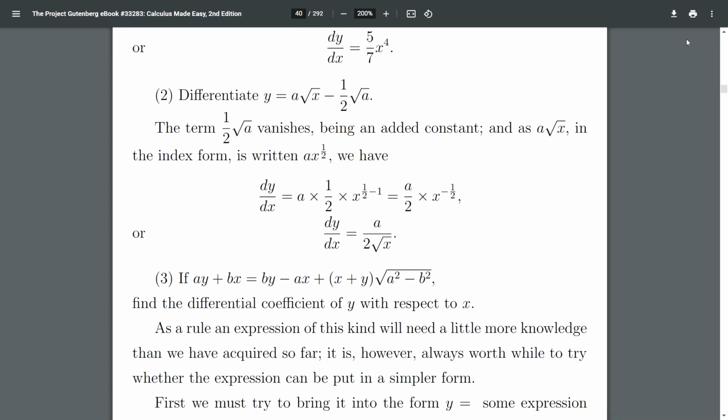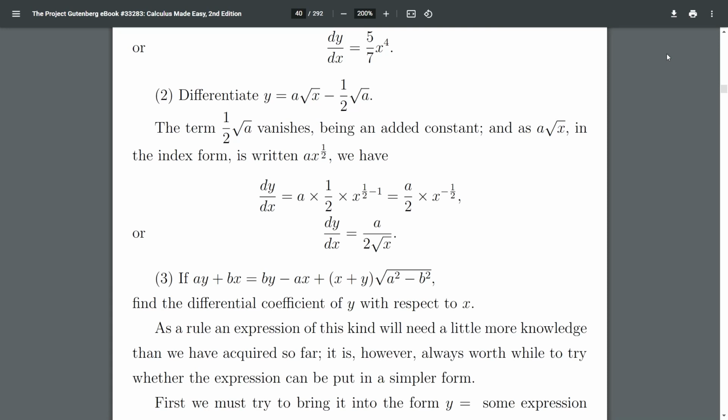2. Differentiate y is equal to a square root of x minus half square root of a. The term half square root of a vanishes, being an added constant. And as a square root of x in the index form is written a x to the power half, we have dy by dx is equal to a times half times x to the power half minus 1, which is equal to a over 2 times x to the power negative half, or dy by dx is equal to a divided by 2 square root of x.